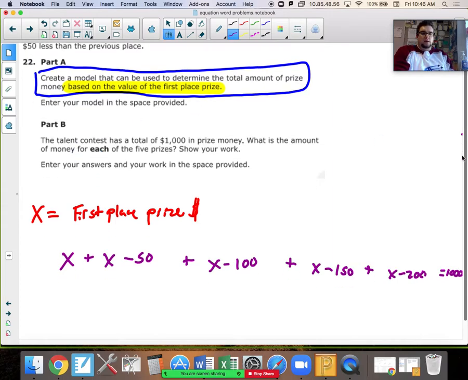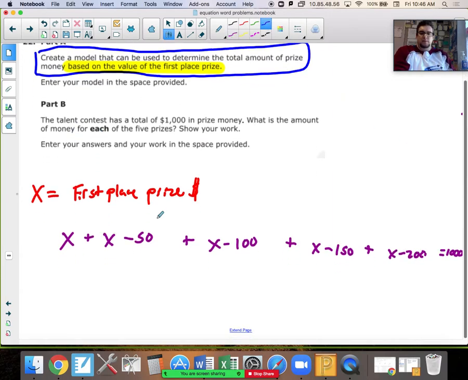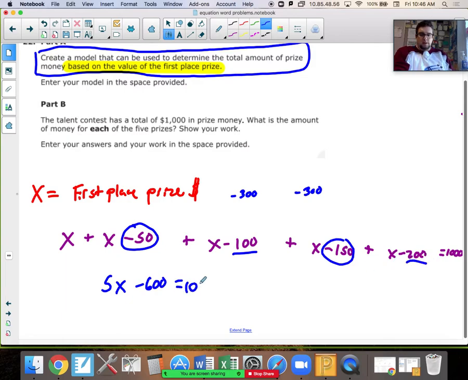Now to solve it, we're going to combine all of our like terms. So we have 5x, and then negative 50, negative 100. So I'm going to kind of put these together in a special way. I'm going to put the negative 50 with this one. That's negative 300. This is all just scratch work here. And then negative 100, negative 200 is another negative 300. So we get negative 600 when we combine all of our like terms, equals 1,000.